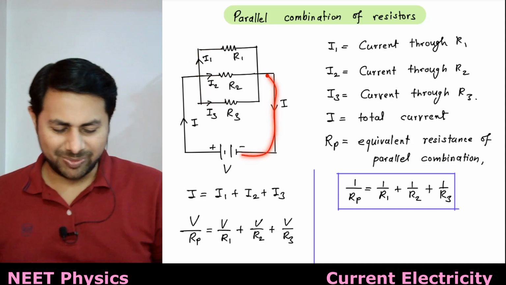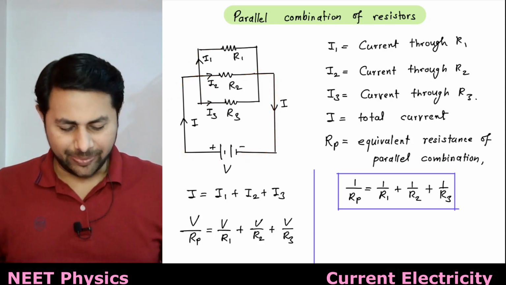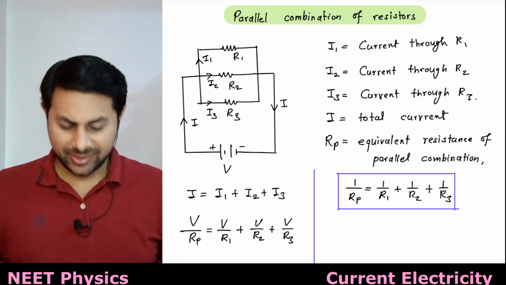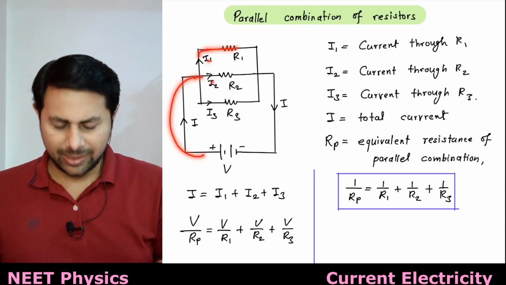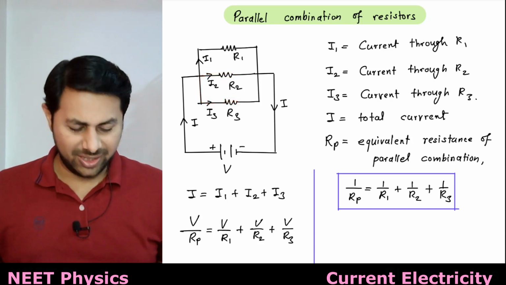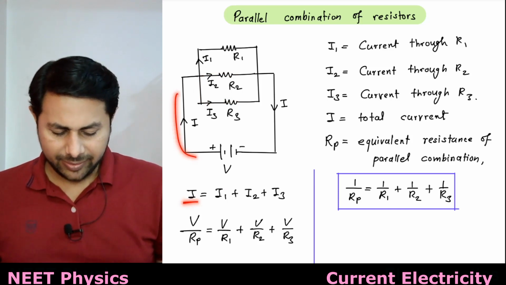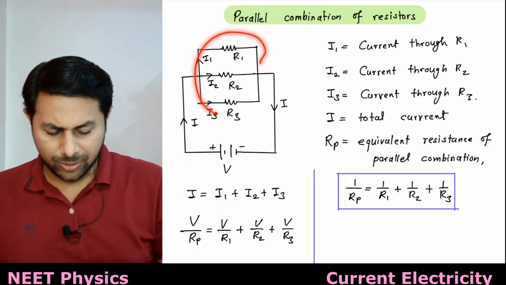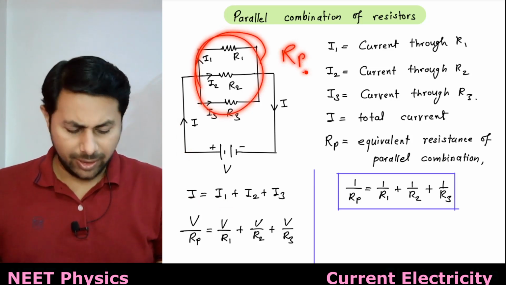So electrons move from this side to this side and current moves from the other side, right? So what happens is the current gets divided into three parts. Current through R1 is I1, current through R2 is I2, current through R3 is I3. But what we can say is the total current is I, and it's equal to I1 plus I2 plus I3. Then suppose the total resistance of this combination is Rp, because they are connected in parallel, so suffix P.